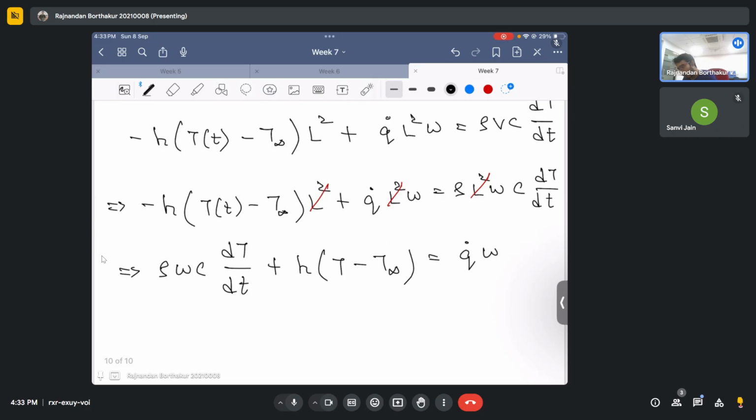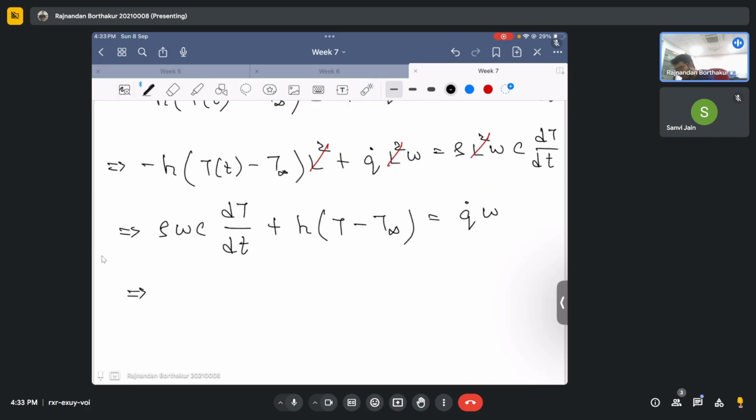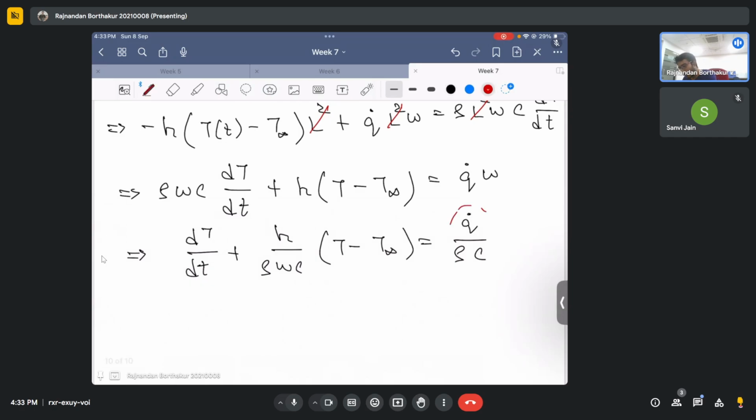And what I will do is divide this equation by rho W C on both sides. So I'll get dT by dt plus h by rho W C into T minus T infinity equal to q dot by rho C. W would basically get cancelled. Since this quantity is directly known, your density is known, your heat generation rate is known, and your specific heat is known, this is just a known quantity, and for the sake of simplicity, I'll just denote it as some alpha.